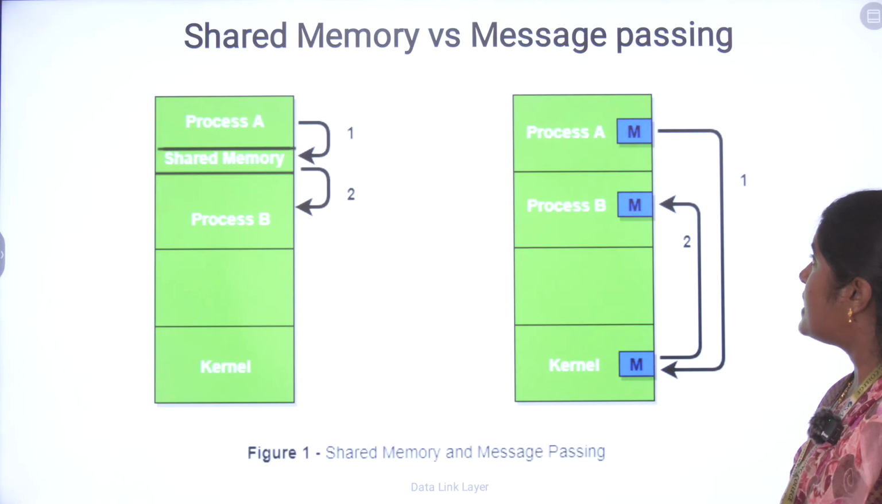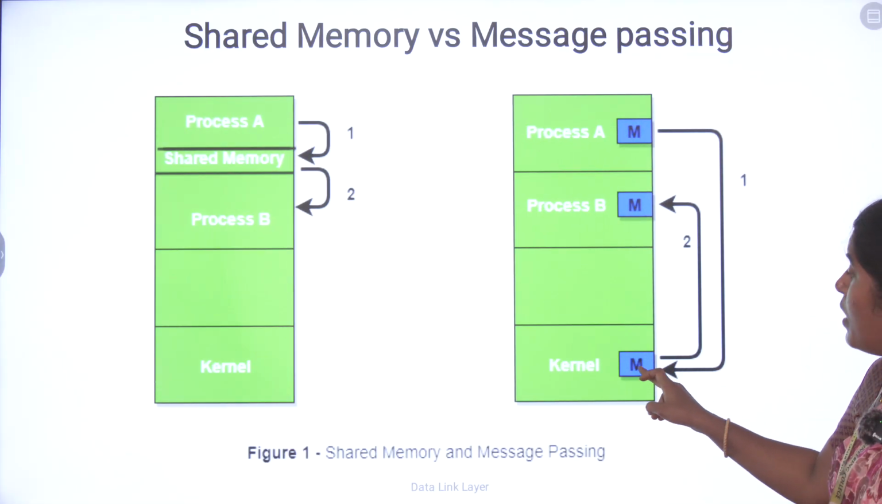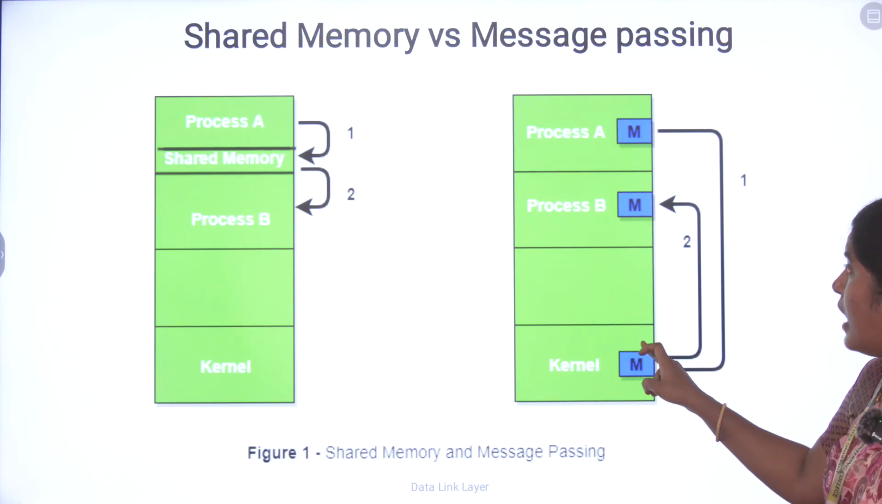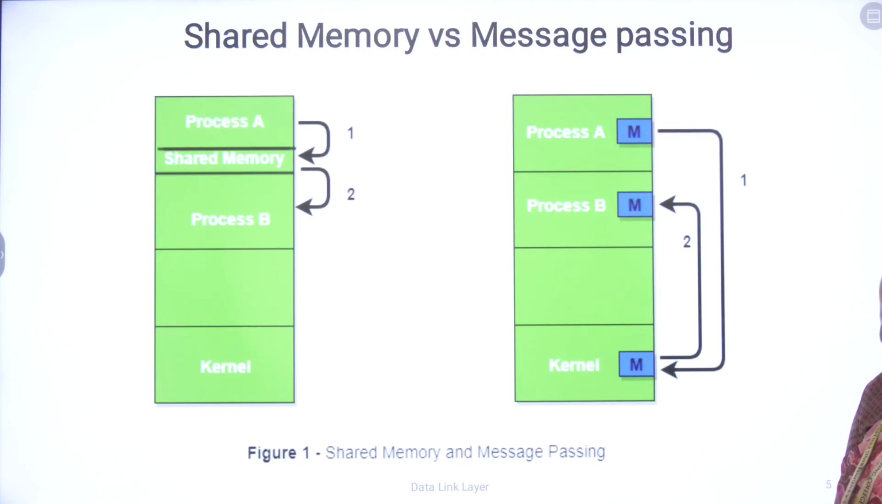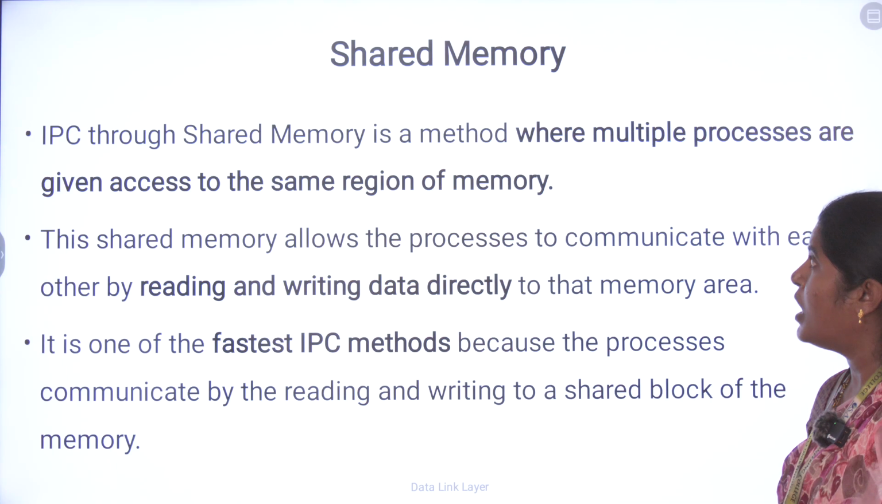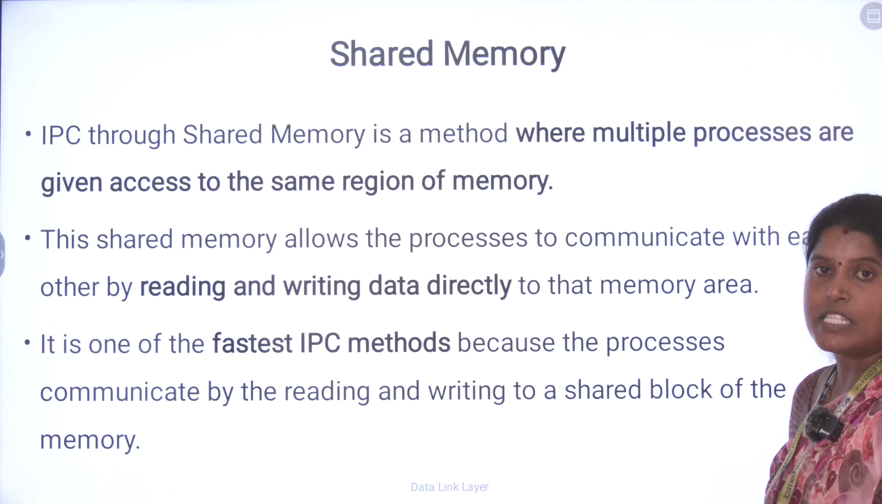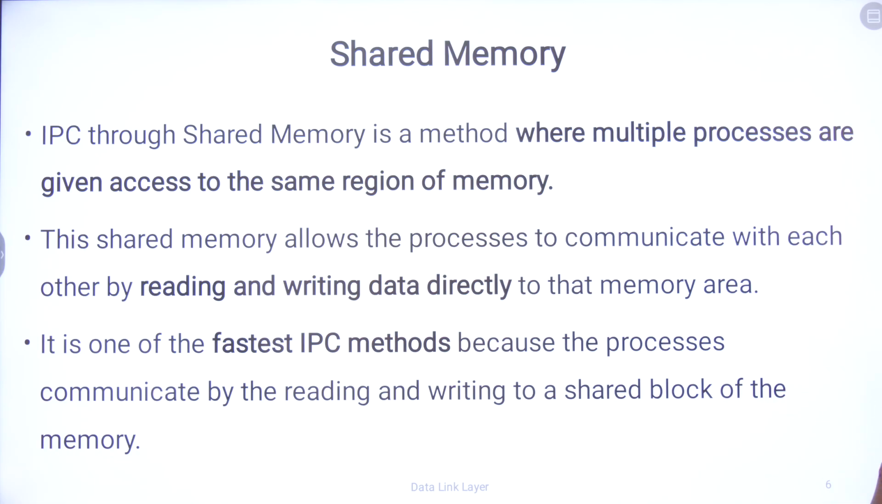Whereas in the message passing method, process A writes a message to the kernel. These messages are stored in the form of a linked list in the kernel, and process B uses the messages stored in the kernel for processing the data or information. Inter-process communication through shared memory is a method where multiple processes are given access to the same region of memory. As I said earlier, process A and process B can use the same memory for accessing the data or information.